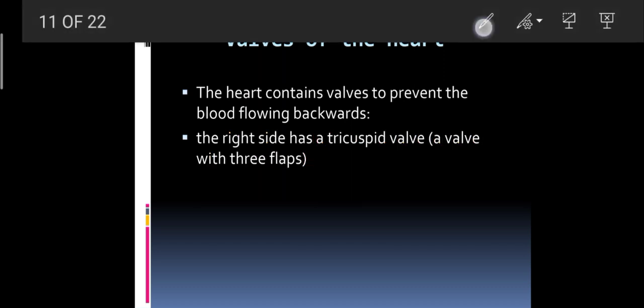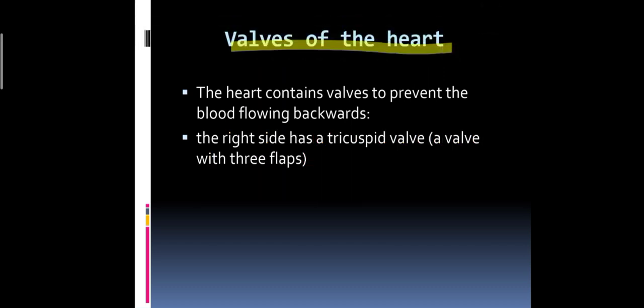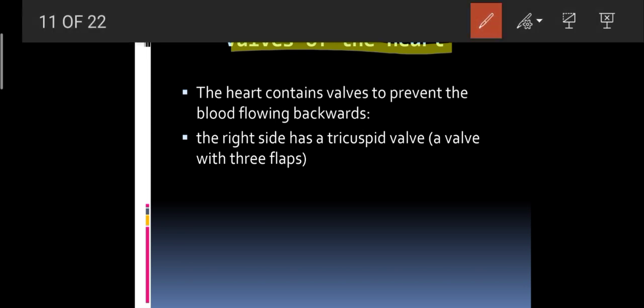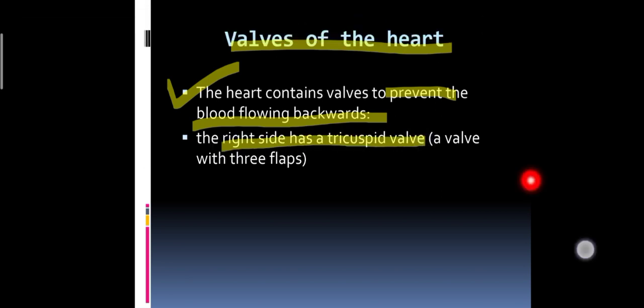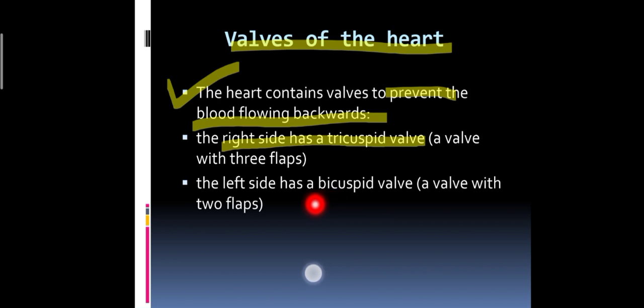Now we will discuss the valves of the heart. The heart contains valves that prevent the blood flowing backwards. The right side has a tricuspid valve. What is a tricuspid valve? It is a valve with three flaps. While the left side has a bicuspid valve, a valve with two flaps.